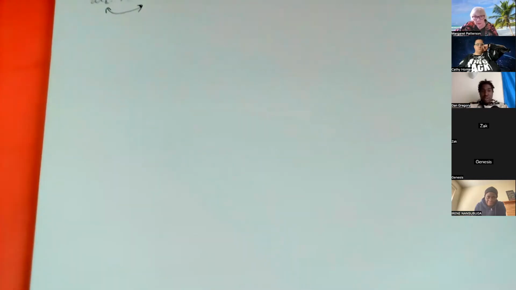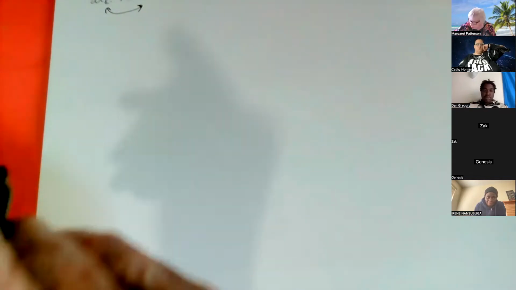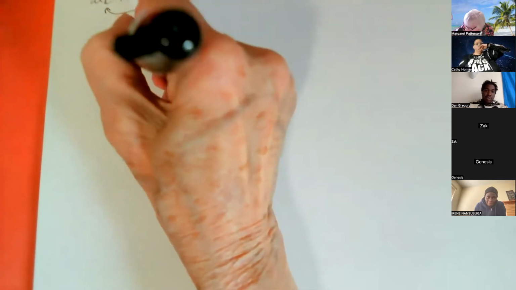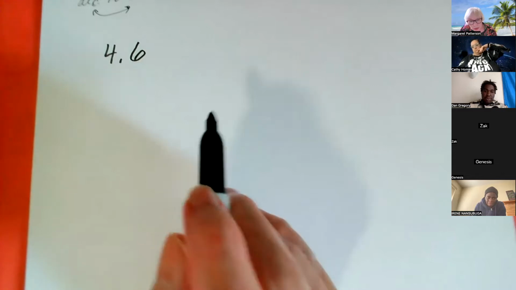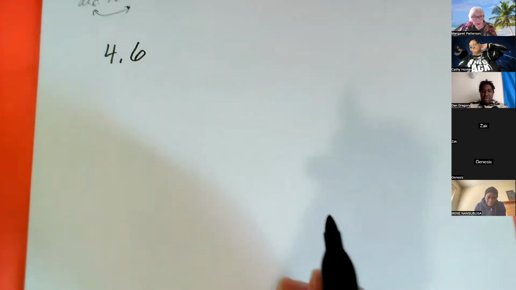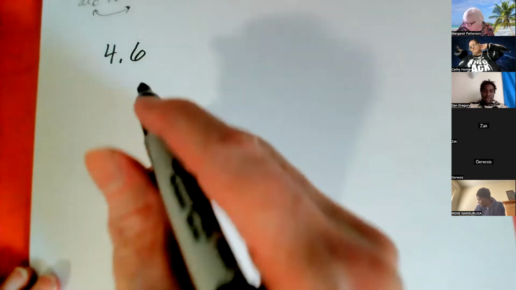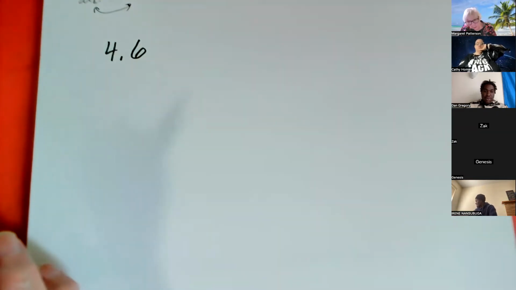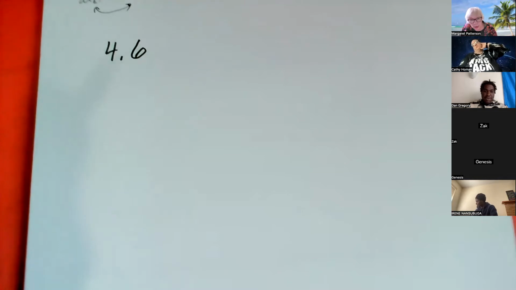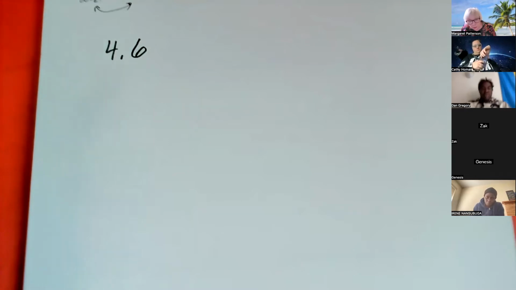So this is section 4.6, and it's about square roots, and then it goes to the Pythagorean theorem. So here's the deal. Everything in mathematics that you can do, there has to be a mathematical way to undo it. So when you add, you can subtract. And when you multiply, you can divide, and back and forth.